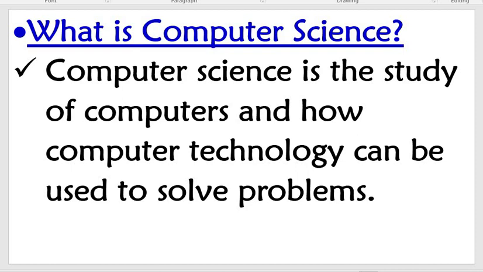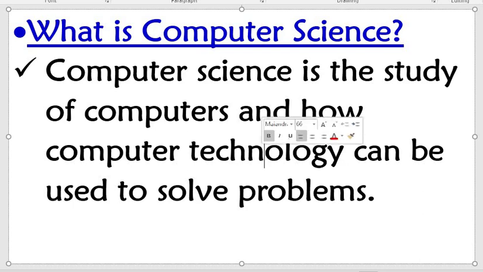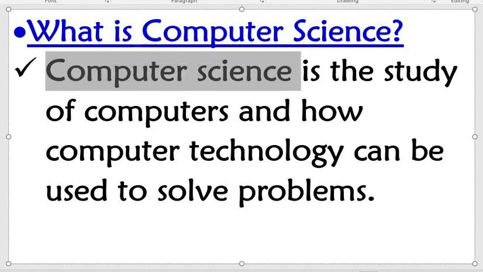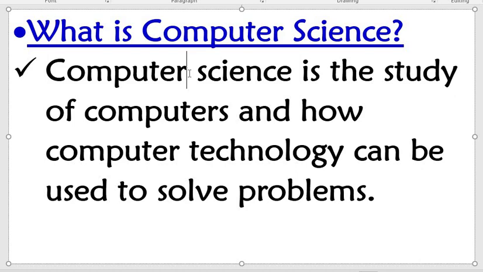And just imagine right now, in this current century, if you remove all the computers in the world, a lot of things will come to a standstill. So having computers in the world has really helped human beings to solve problems. And the study of computers, together with the technology in the computers and how it is used to solve problems, that is the definition of the word computer science. So computer science is the study of computers and how computer technology is or can be used to solve problems.